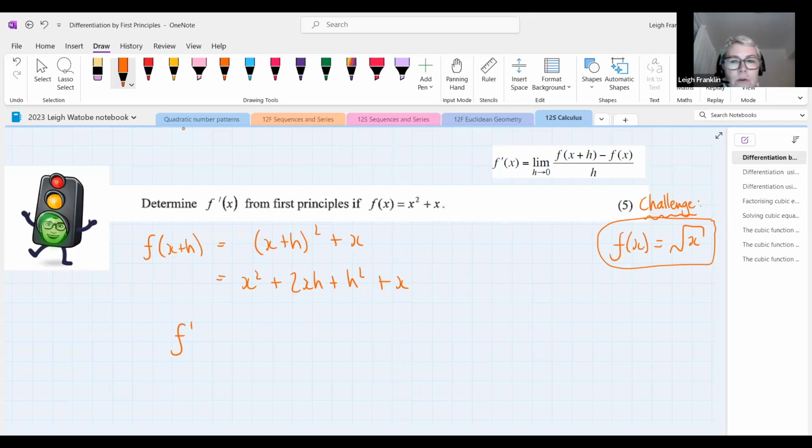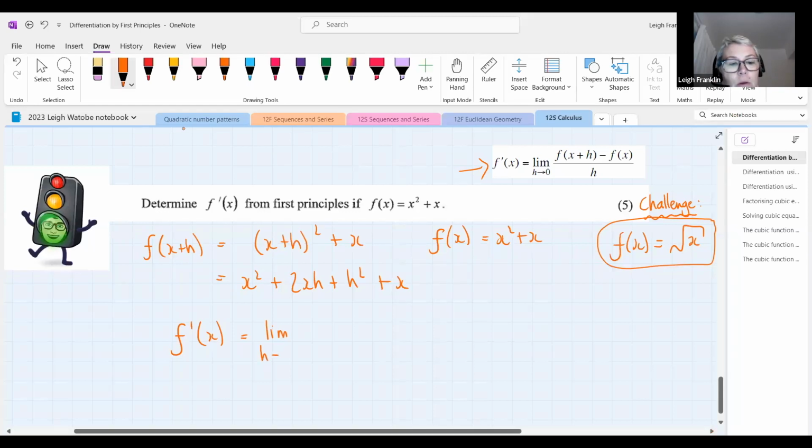When you say on the left side, it's a way my sir taught me before we do the limit formula. So if you've got f of x equals x squared plus x, then you've got f of x plus h. So now you can go straight to subbing in here. Okay, no problem, ma'am. So f prime of x is the limit as h tends to 0 of 2xh plus h squared over h.